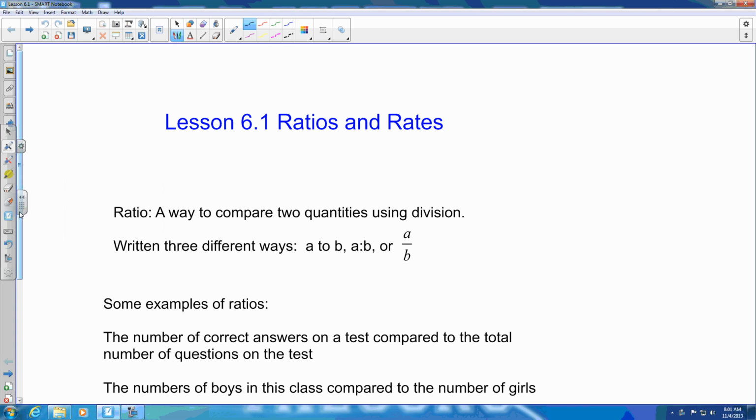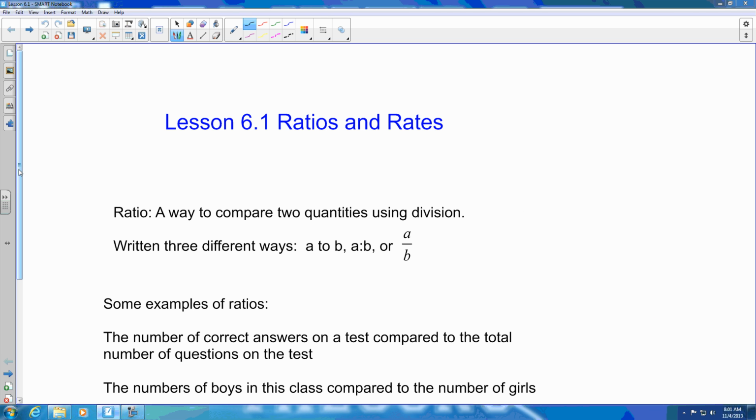All right, we start a new chapter, chapter 6, and chapter 6 goes into ratios and proportions. 6.1, we're going to talk about ratios and rates.